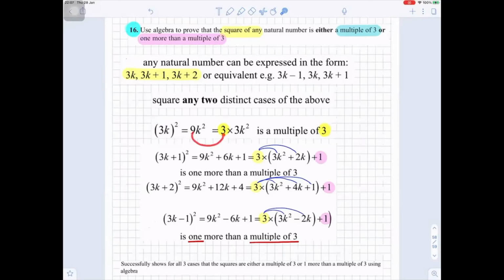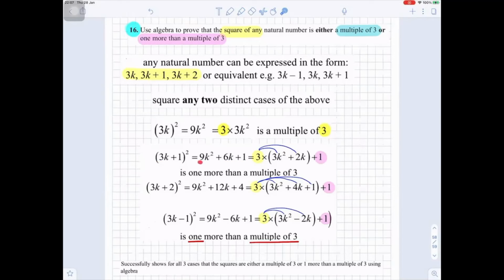9 is the same as 3 times 3. So it's the same as 3 times 3k squared, which is a multiple of 3. When you multiply by 3, you get a multiple of 3, like 3 times 1, 3 times 2, 3 times 3. As long as you multiply by 3, it's a multiple of 3. Now let's do the next one. 3k plus 1 all squared will give us 9k squared plus 6k plus 1.